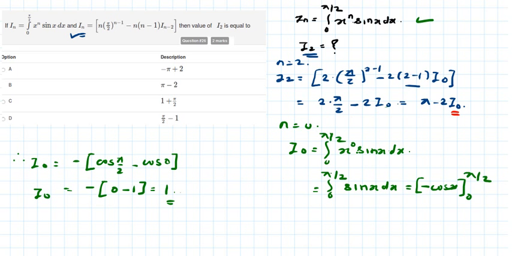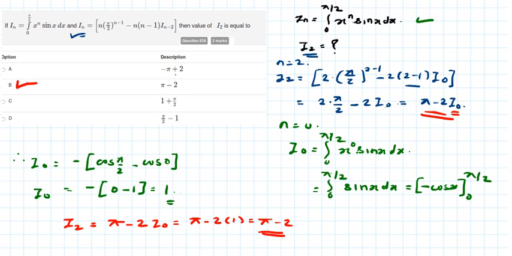So from this equation we can find this I2, which is equal to pi minus 2 I0, that is pi minus 2 times 1, which is pi minus 2. So pi minus 2 should be your answer. So option B is the right answer.